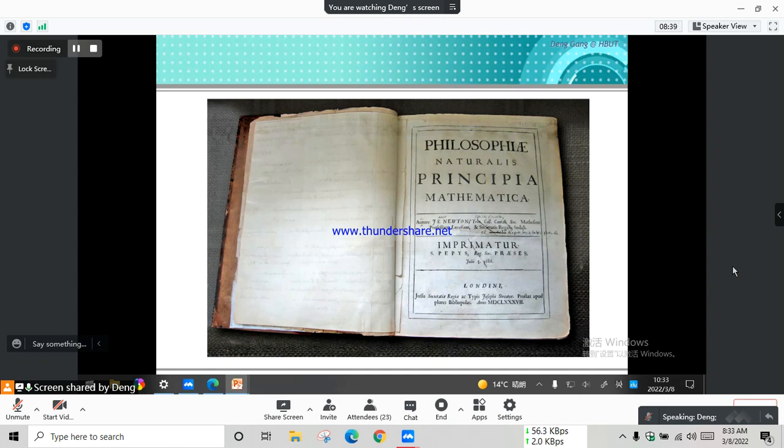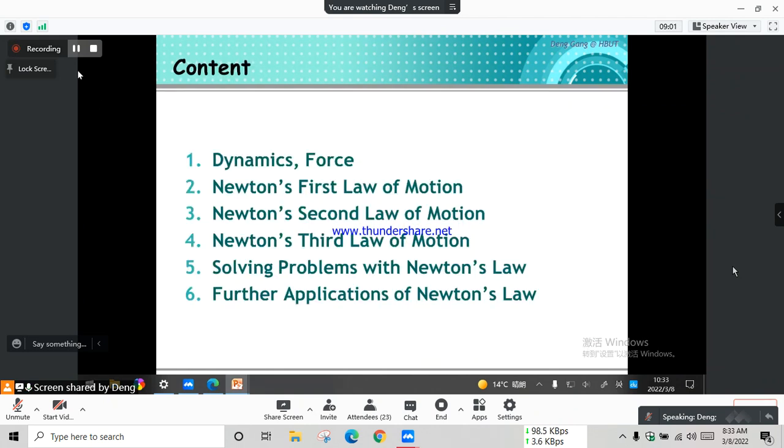So this is a book written by Isaac Newton, and it's a very famous book. In this book, it tells about calculus, Newton's laws and the gravitational laws. So in this chapter, we are going to investigate these topics about force and Newton's laws, and how to solve problems with Newton's laws.